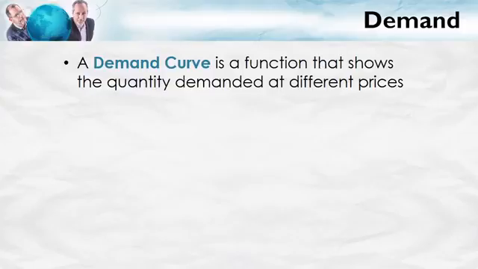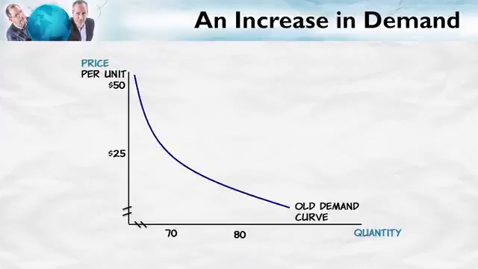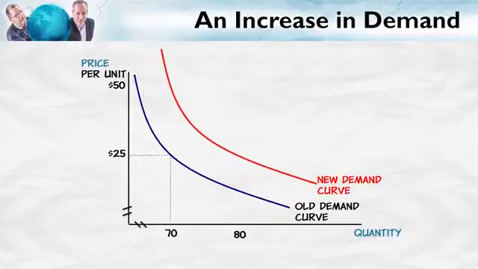Remember that a demand curve is a function which shows the quantity demanded at different prices, and the quantity demanded is the quantity that buyers are willing and able to purchase at a particular price. We said last time that an increase in demand means a shifting out of the demand curve, a movement toward the northeast away from the origin. Now let's look at that more closely.